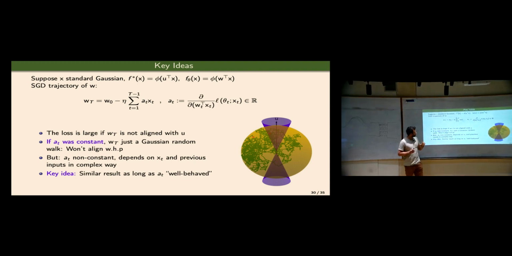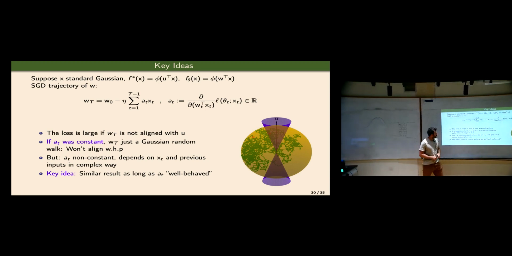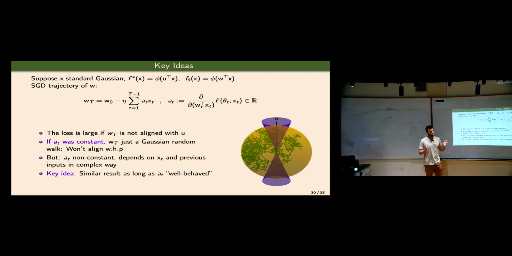This is the idea of the proof. So if these ATs were just constants, they're not, of course, but let's say for simplicity they were, then this sum right here is just like a random walk, and it's not going to help you align with u at all. So you're going to need a very, very long time to align. Now AT, of course, are not constants, they depend on everything, it's tricky, but what we show is that if they're reasonably well behaved, then they're not going to help you align with the important directions that you need too much. So this is the main idea.